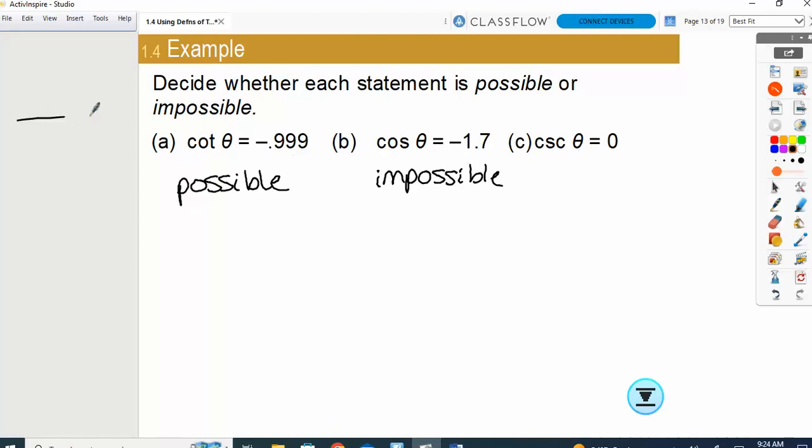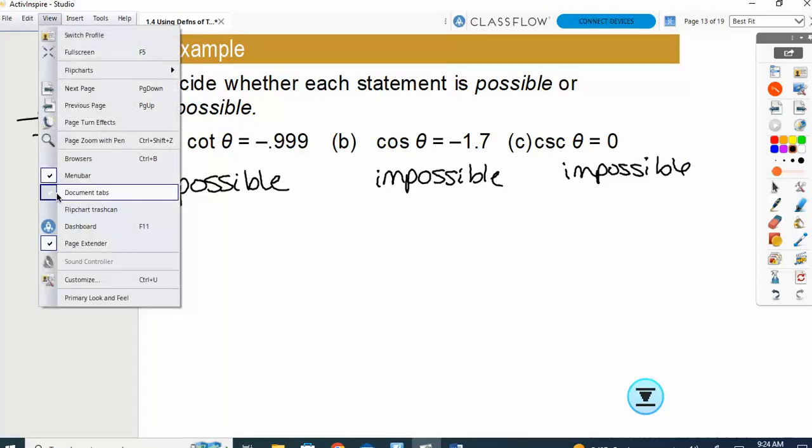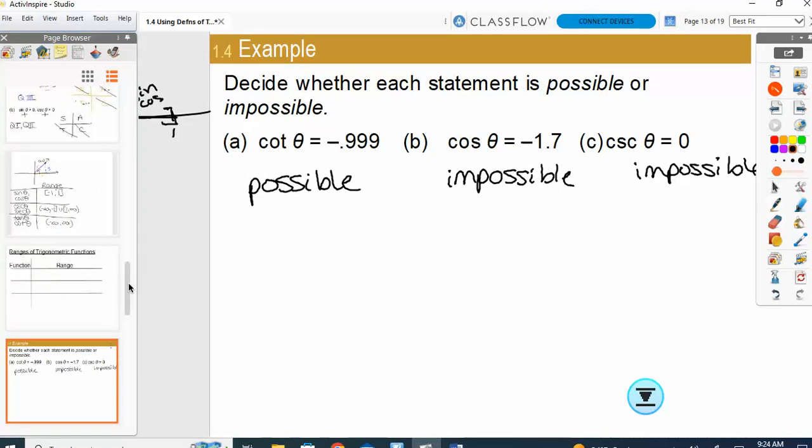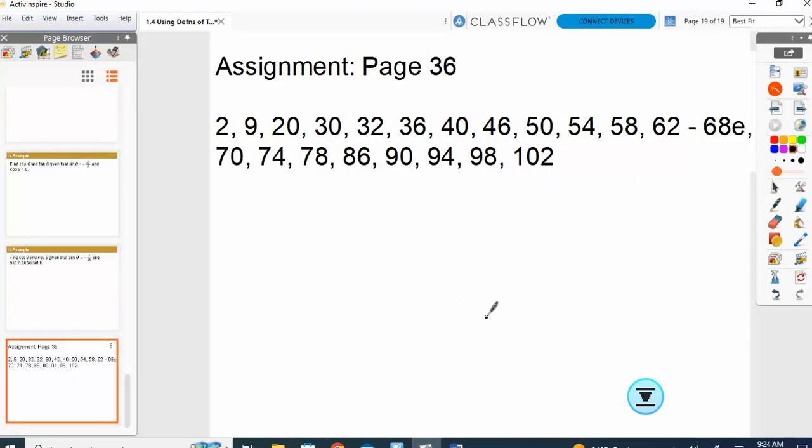So sine and cosine, think about your number line. Sine and cosine are here. Secant and cosecant are outside that window. So this is not possible. Any questions for me? So, you are good to do this chunk of problems.